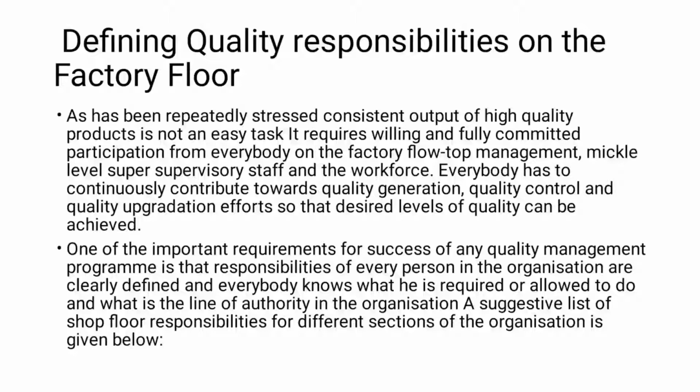So, what are the important requirements for the success of any quality management program? From here pay attention: the responsibilities of every person. Every person must be responsible for quality upgradation. Responsibilities in the organization must be clearly defined, and everybody knows what is required or allowed. Everyone has their own role to do, and they know what is allowed and what is not within their authority. So the line of authority in the organization takes place.